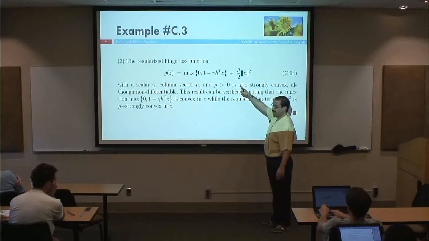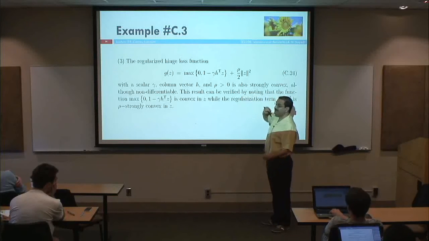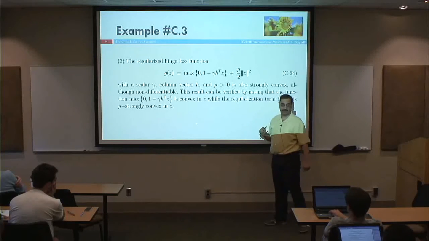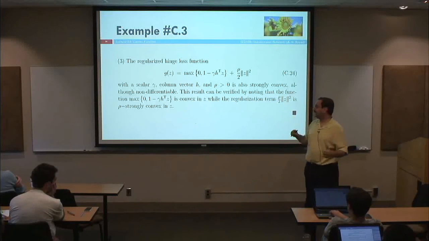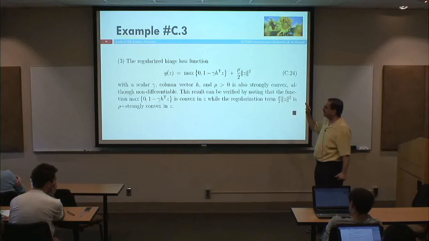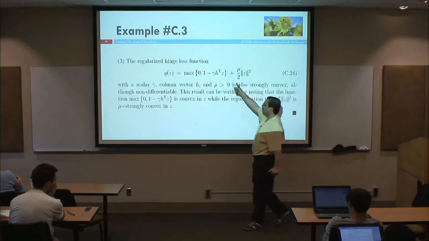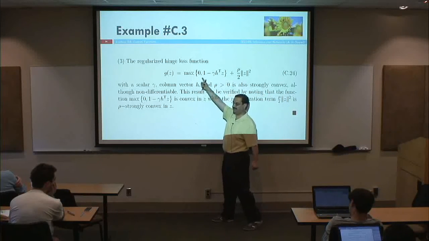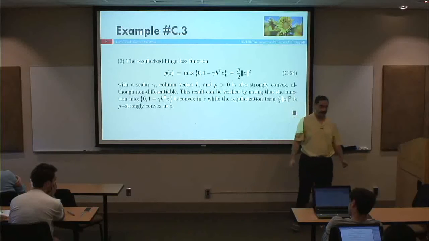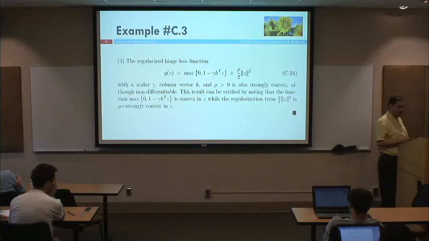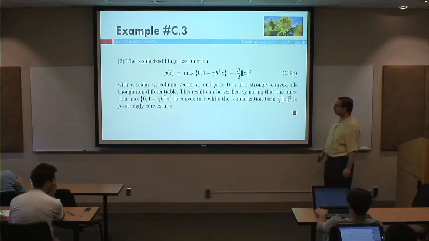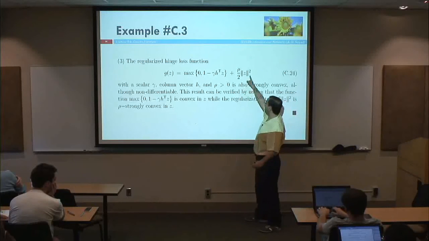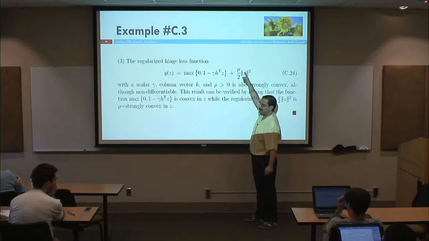So this cost function is rho strongly convex. How do you prove it? I cannot use the Hessian here because this is non-differentiable. If you plot that function, it is non-differentiable. However, this term alone is strongly convex.